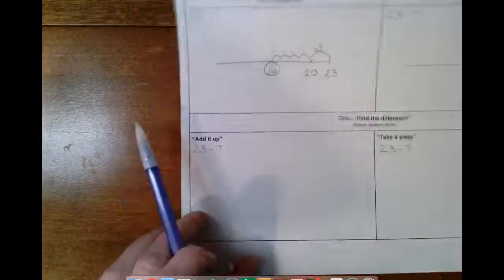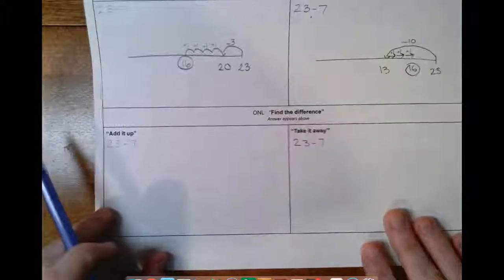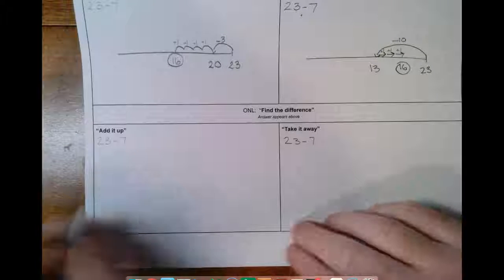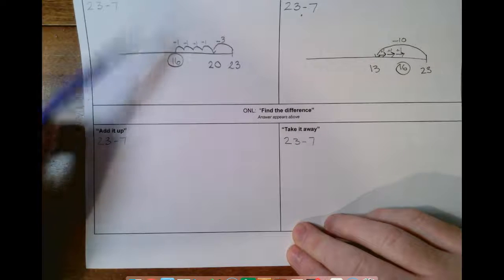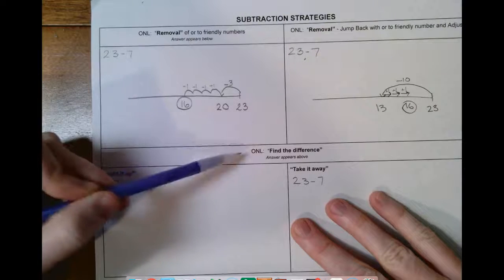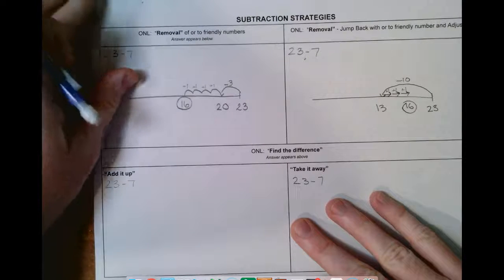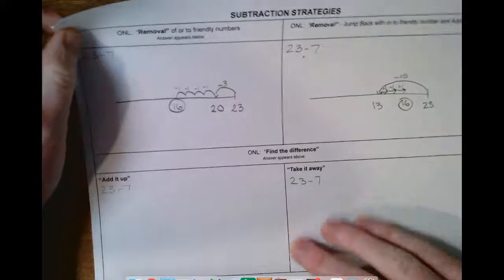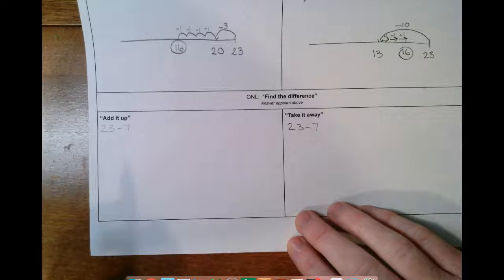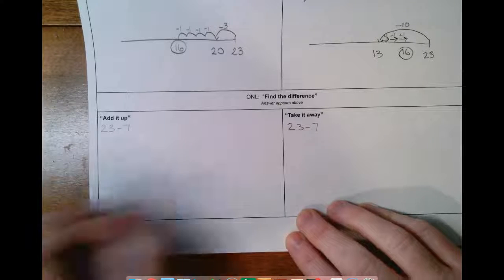All right, now this, finding the difference, is a completely different way of thinking about subtraction, where we're not removing, but we're trying to find the difference between the numbers. Some people automatically think about subtraction as removal. Some people always think about subtraction as finding the difference. We want to stretch their brains, however, so they can think about it both ways. One way will typically be harder than the other for an individual.